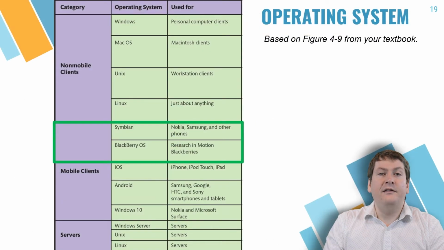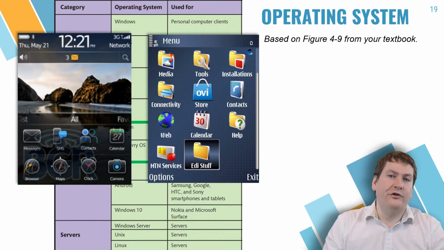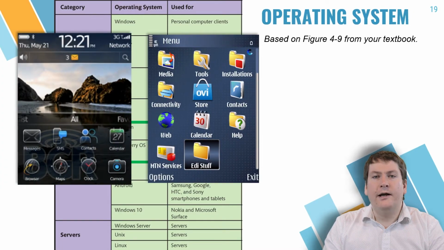The first one to discuss is Symbian and BlackBerry OS. These are both discontinued now, but played an important role in the history of smartphones. BlackBerry OS screenshot is shown here on the left, and the Symbian on the right. Symbian was at one time the most popular mobile OS, with around 67% market share, but quickly lost this lead after it was displaced by iPhone and Android.